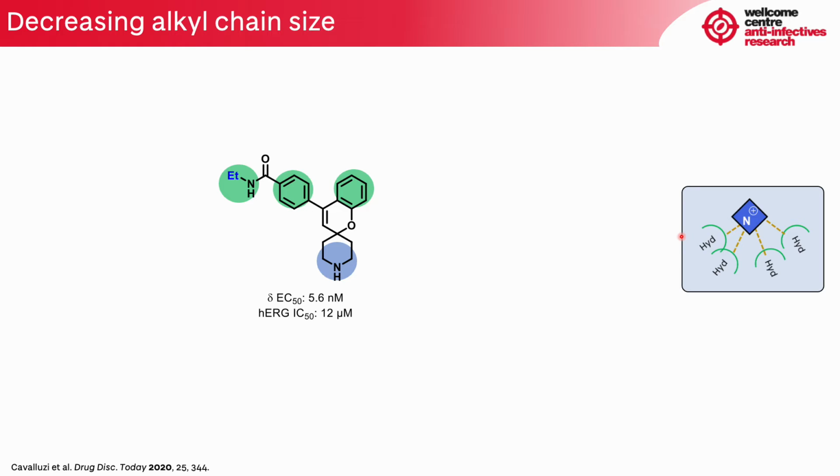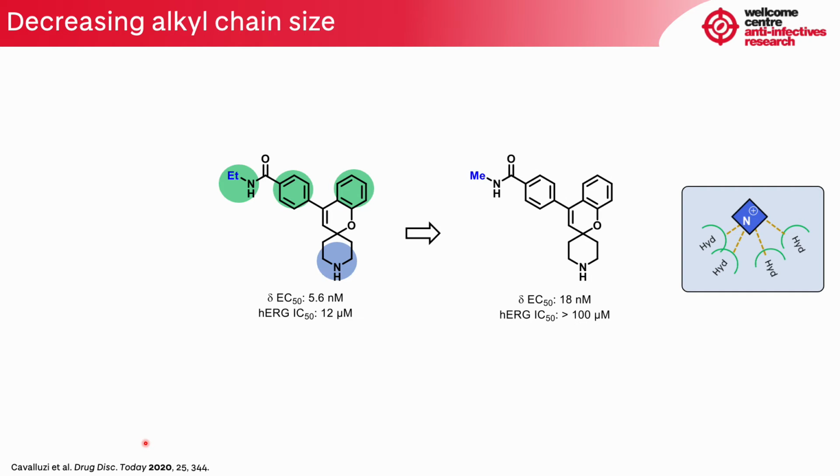And this is what they did in this example. They replaced the ethyl group with a methyl group. It's a small reduction, but that did the trick. The potency of the drug stayed nearly the same, but the hERG inhibitory activity decreased from 12 micromolar to more than 100 micromolar.